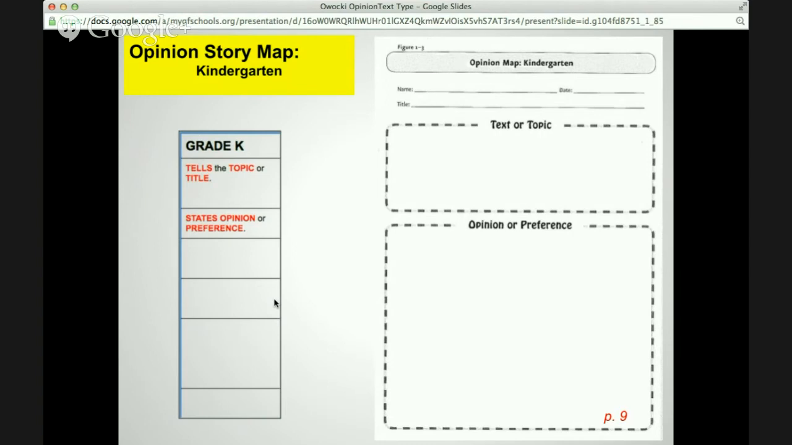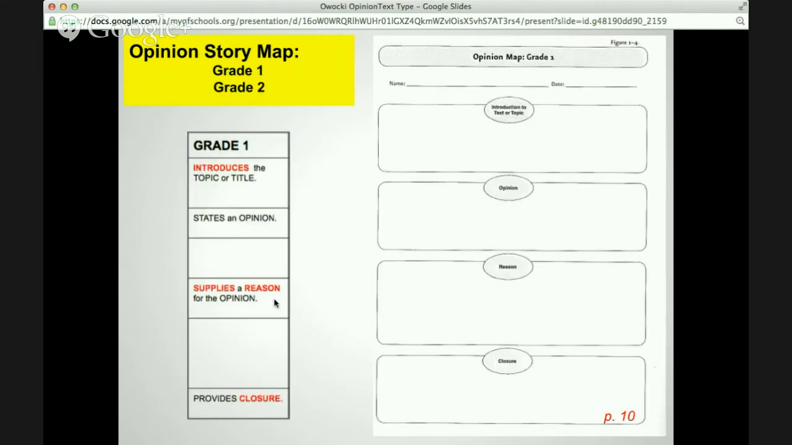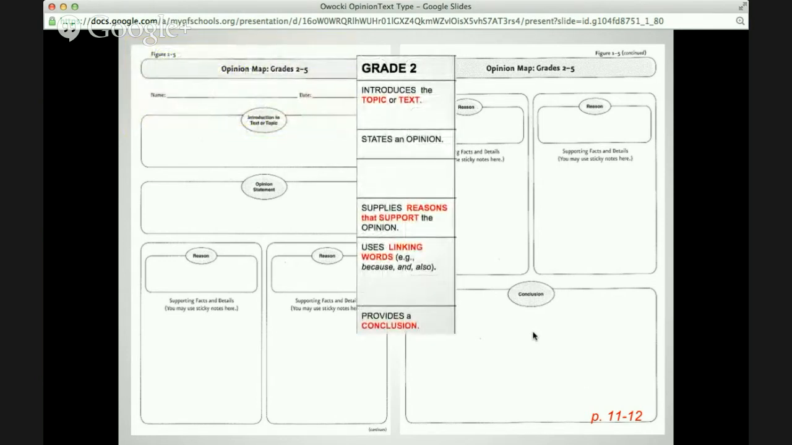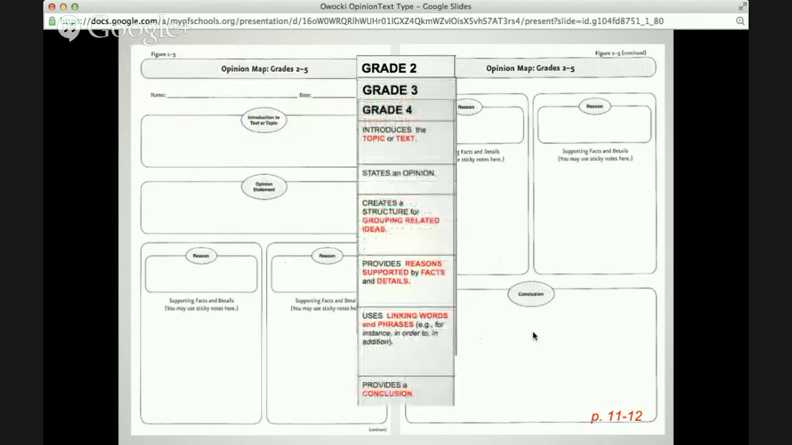Here's her story maps for opinion writing, and you see the kid-friendly language for the criteria that you have to teach, and then the matching story map. Here's first grade, and here is opinion writing for grades 2 through 5. Again, here's the introduction to the text or the topic. Here's the opinion statement, and then here's the reasons, and then facts and details to support each of them, ending with the conclusion. And this is page 11 to 12. And it matches, again, your simplified criteria that you're teaching in grades 2 through 5.